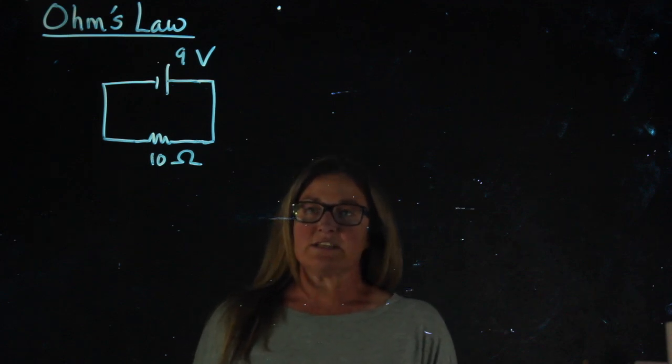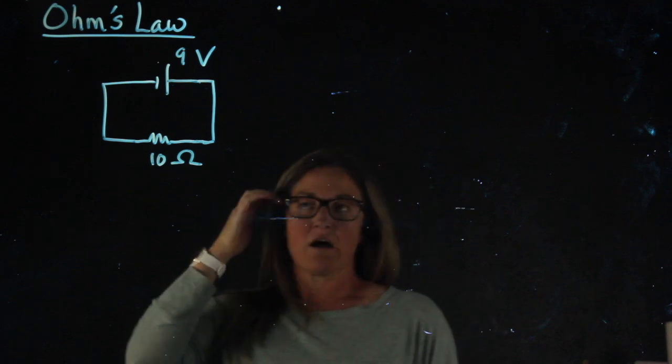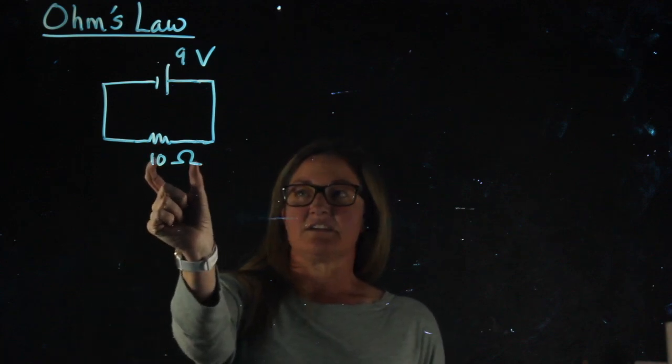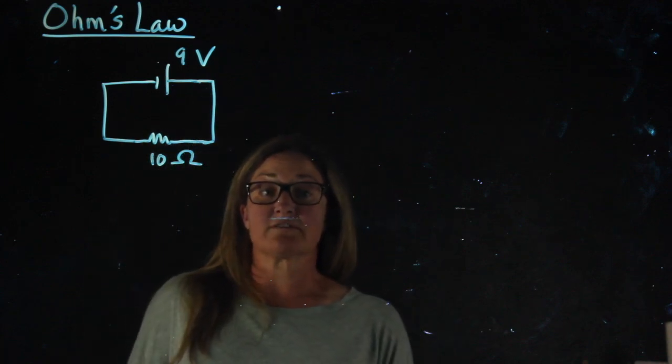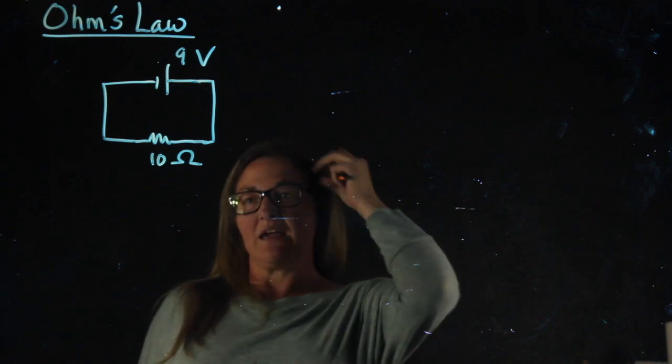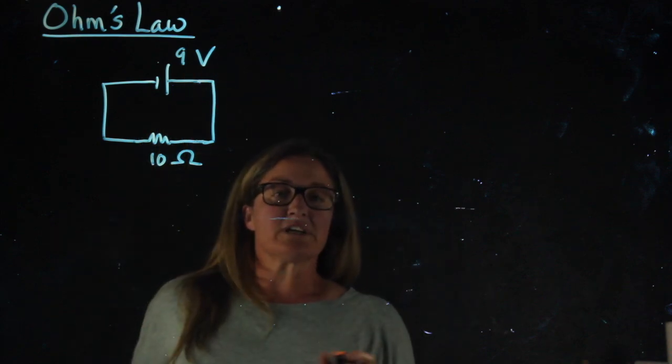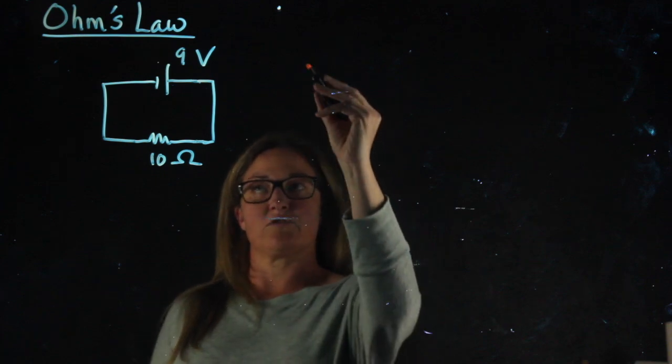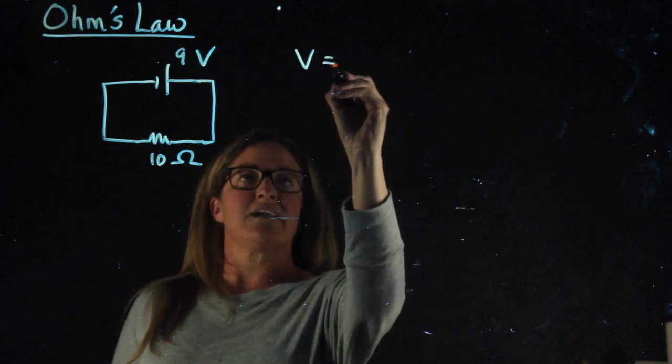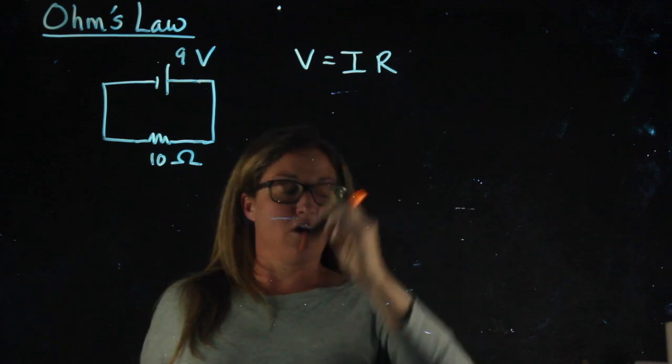The last simulation we looked at introduced the idea of Ohm's law, which is as we change the resistance, we're going to change the rate at which electrons flow through the circuit. Similarly, we can change the voltage to change the rate at which electrons flow through the circuit. Ohm's law is given by V equals IR.